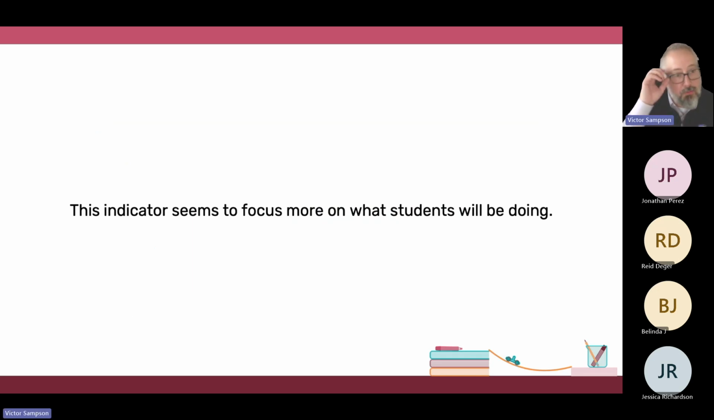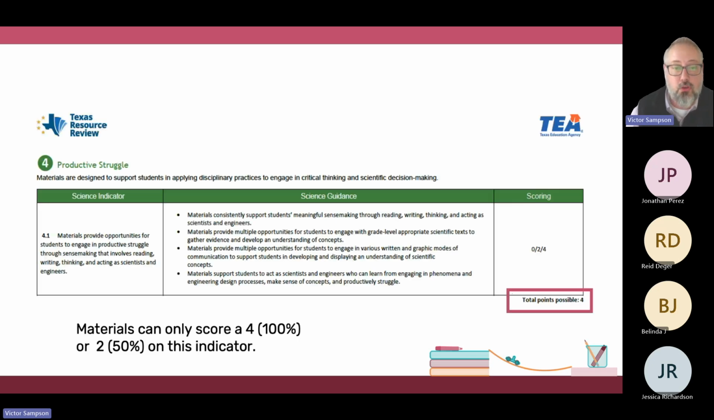Now, like I mentioned before, this indicator really seems to focus more on what students will be doing, which I think is a good thing. But when you start breaking this down, when you look at the amount of points, you only have 4 on this indicator, right, versus the 12 of the last one. And you can only get a score of 100%, 50%, or 0% on this, right? So there's no in between; either you have it or you don't.